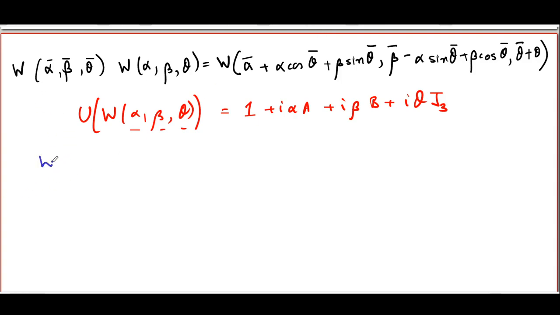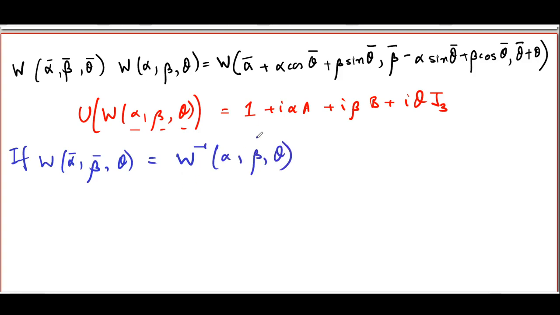If W alpha bar beta bar theta bar happen to be the inverse of W alpha beta theta, then this composition should have given you the identity, and for the identity, these parameters, all three of them, should be zero. So obviously the easiest result that you can immediately get is theta bar plus theta has to be zero, which implies, of course, that theta bar is minus theta.